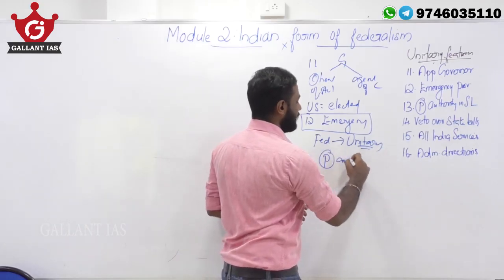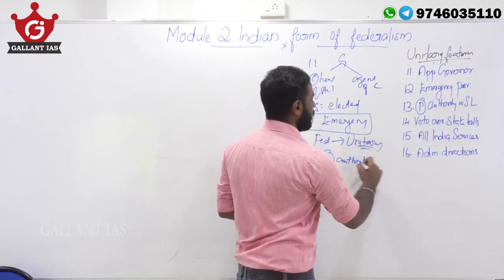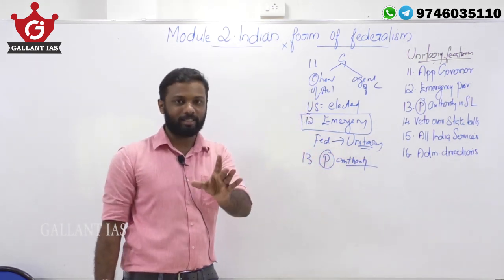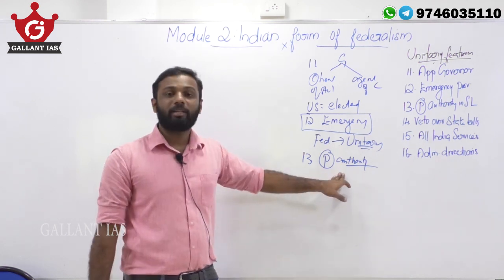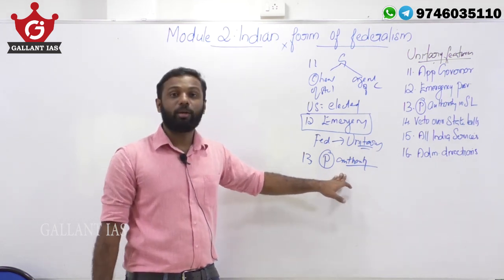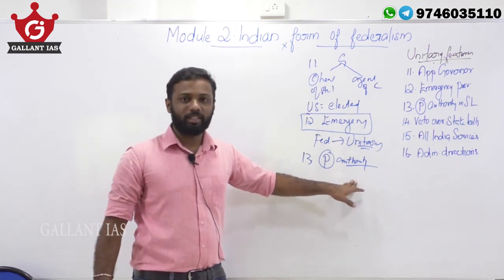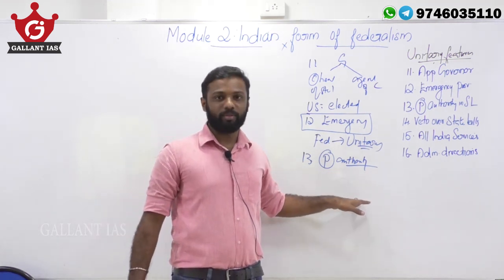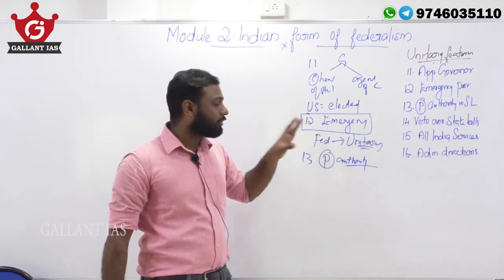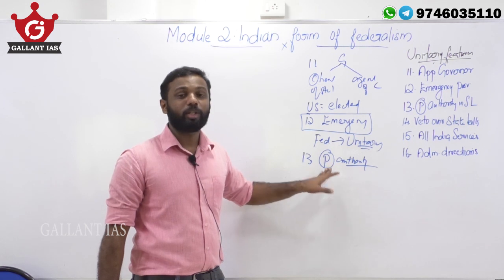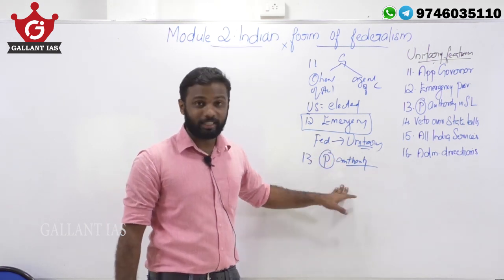Parliament's authority over state bills. That is, there are 5 exceptional circumstances in which Parliament has the authority to make law on the state list. Usually Parliament makes laws on the union list, concurrent list and residuary powers. Okay. And there are 5 circumstances in which Parliament has the authority to make laws on the state list.